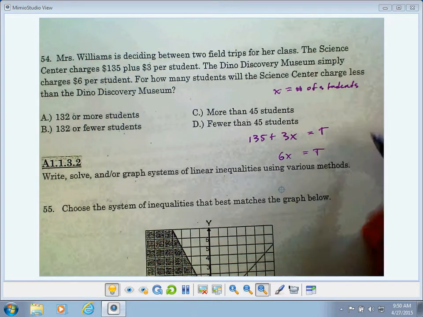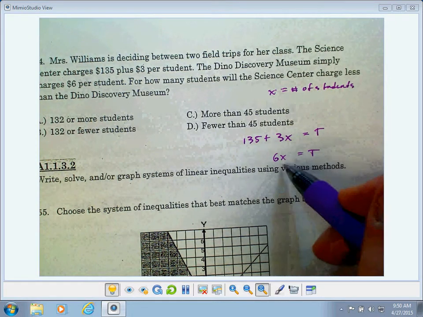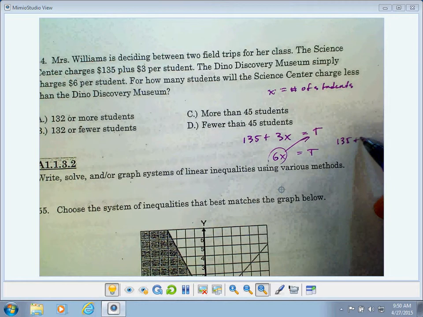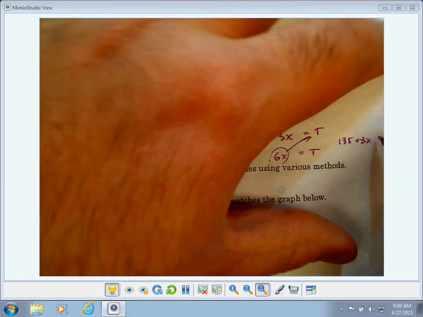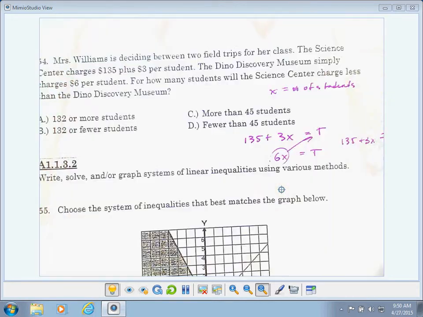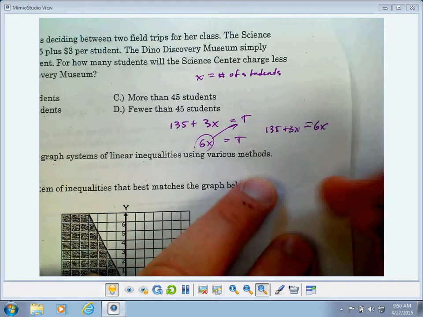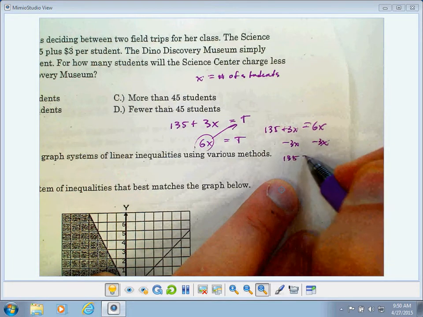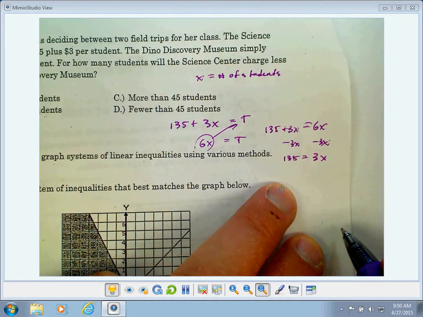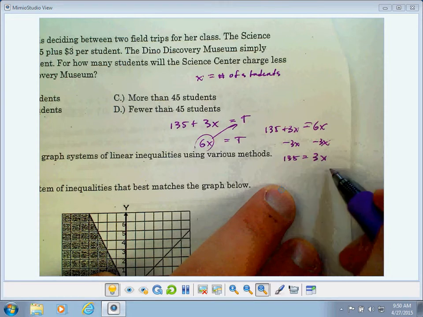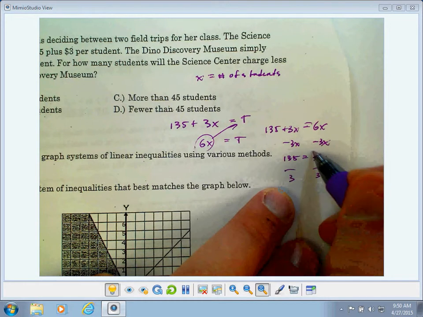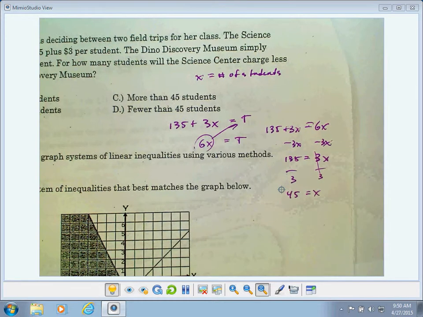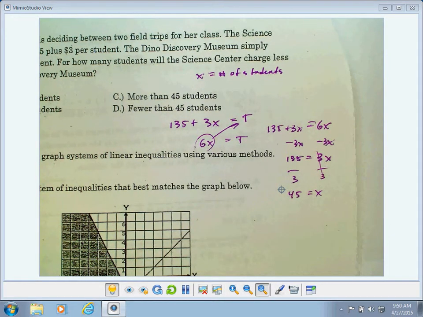If we solve this out, we're basically saying take the 6x and put it where the total is. So it would be 135 plus 3x equals 6x. If we take the 3x away from both sides, I know I'm solving this like an equation right now, you'll see why in a second. And then I divide by 3 on both sides. x is 45. So we're talking about 45 students. That's the magic number, right?